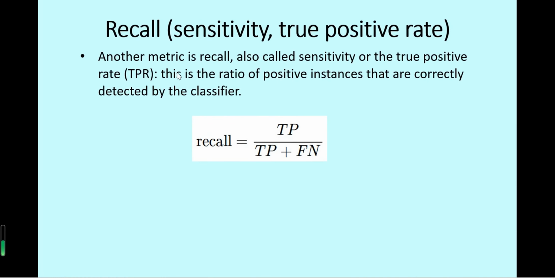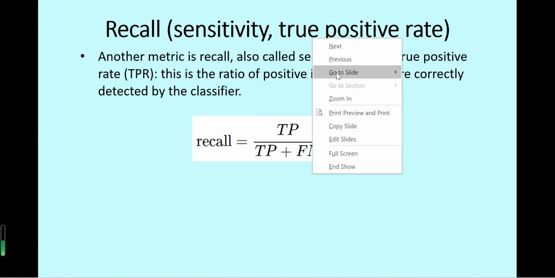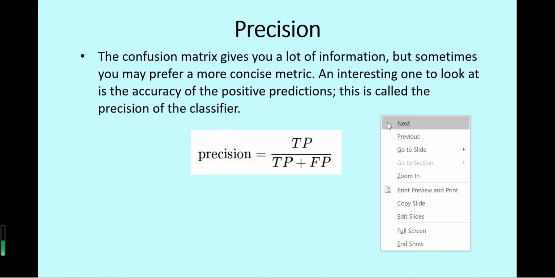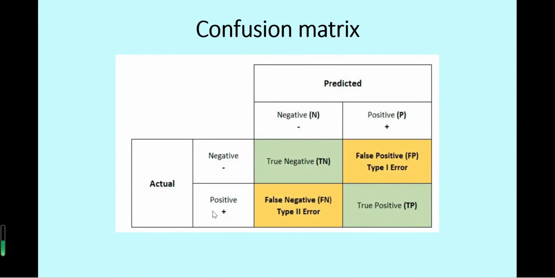Another metric is called recall, or sensitivity, or true positive rate. This is the true positive divided by the true positive plus false negative. If we look at this row, this is the total positive. Recall measures, out of the total positive, how much percent is classified as positive. So this is the ratio of the true positive divided by the sum of this yellow area and green area.